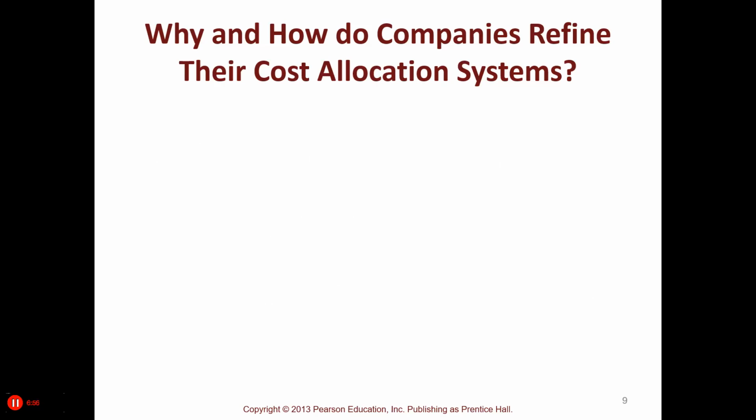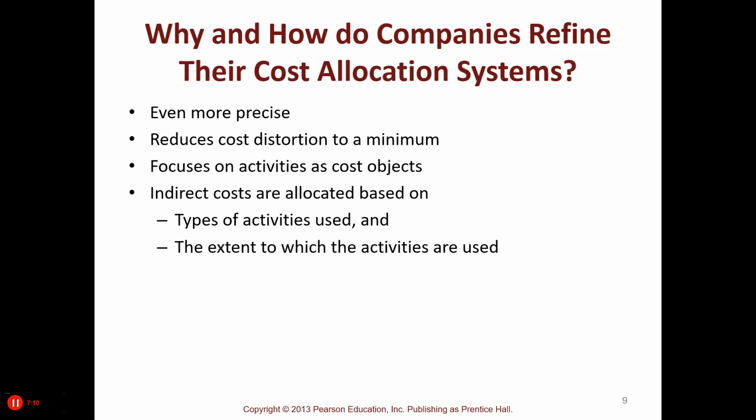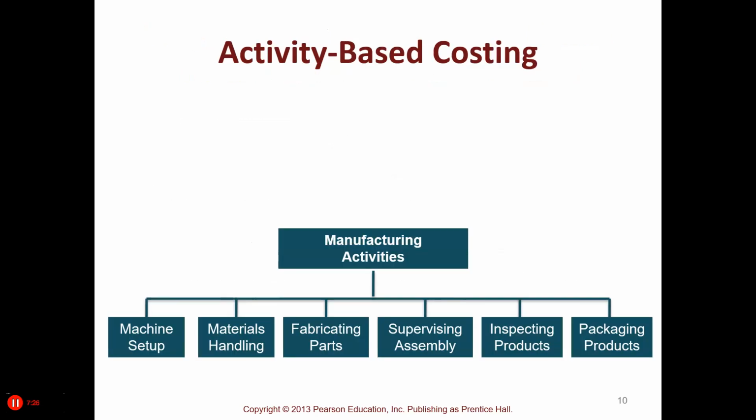Why and how do companies refine their cost allocations? Well, they want something that's more precise, that reduces the cost distortion, which we just saw, and focuses on activities that drive the costs. Indirect costs are allocated based on types of activities and the extent to which the activities are used, the same basic steps as departmental cost allocation, except based on activities or cost drivers. So we're talking about what we call ABC costing.